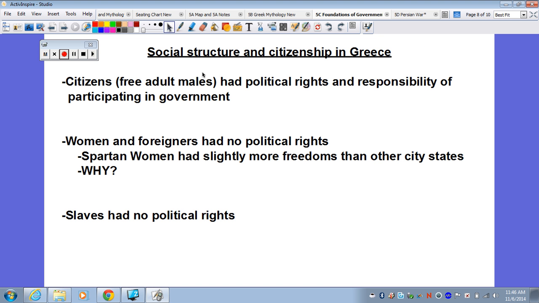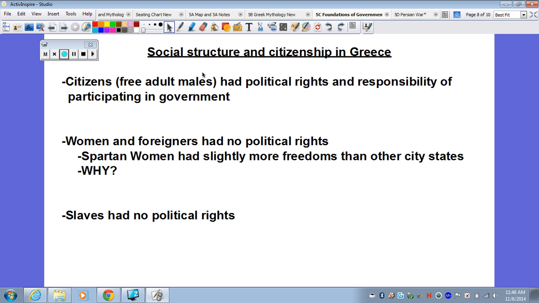That last part, I mentioned this briefly. Citizens in Greece are typically only free adult males. Any free adult males who have been born in the city and have political rights have the responsibility to participate in government. So it's not women, it's not slaves. Only the free adult males are the ones who are citizens in Greece.